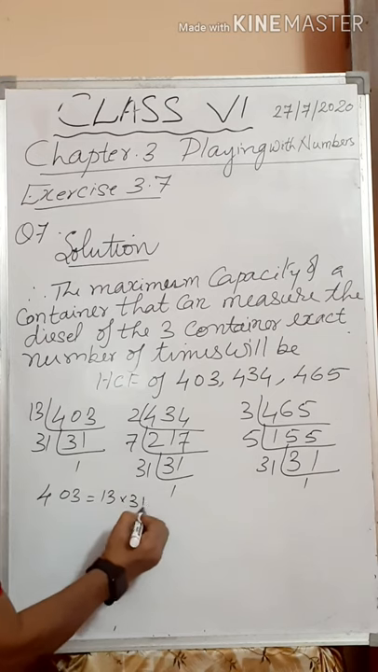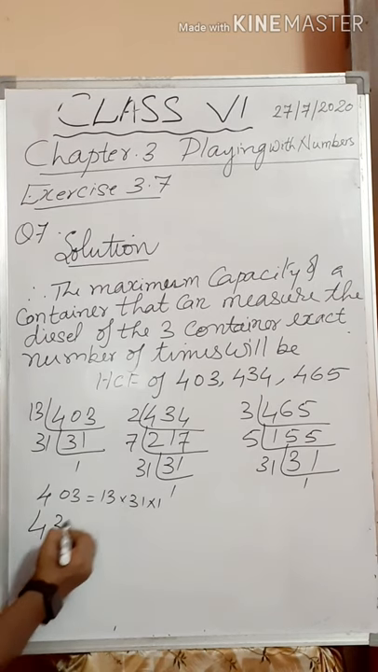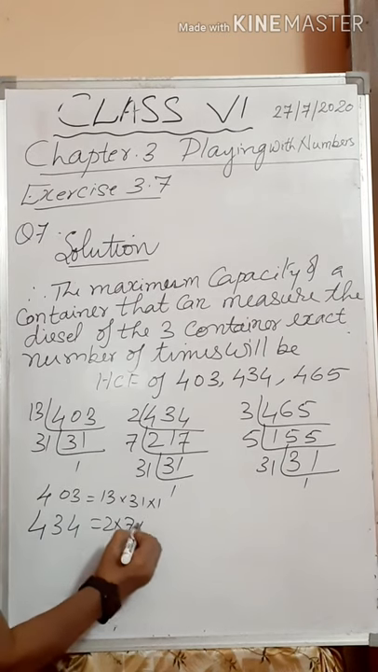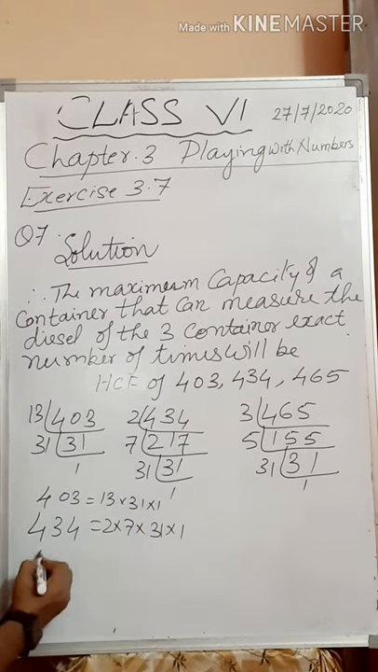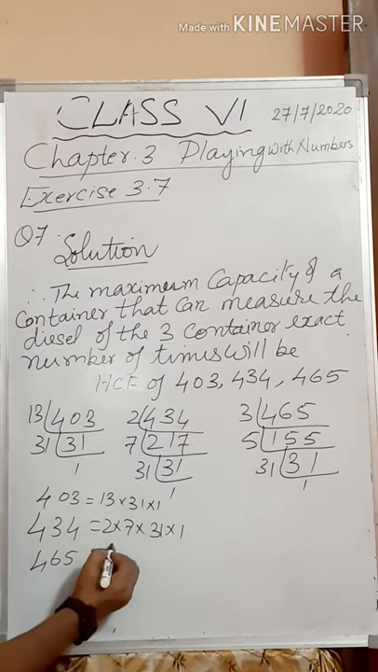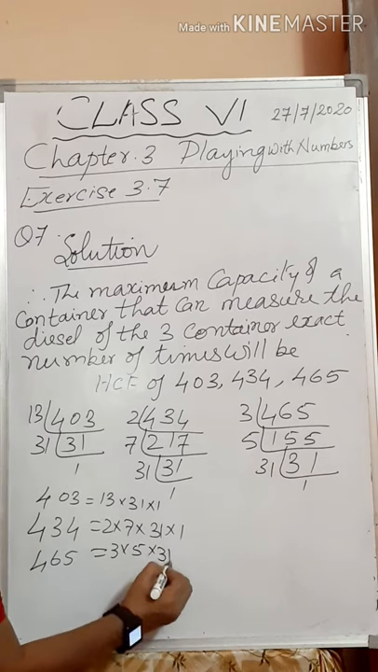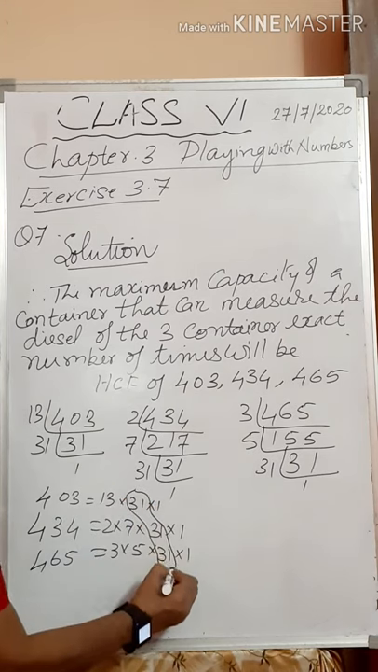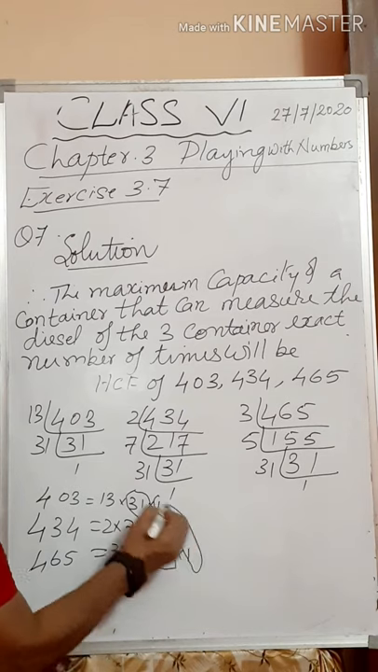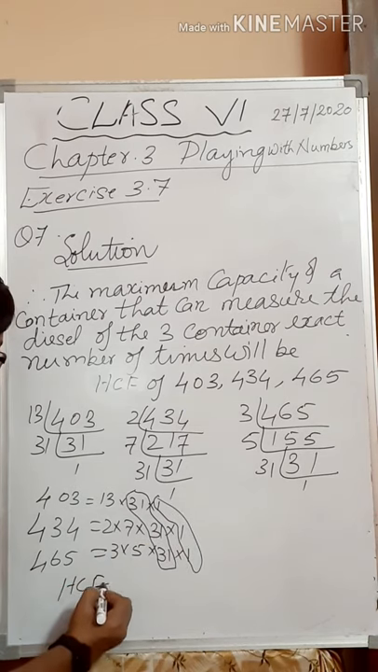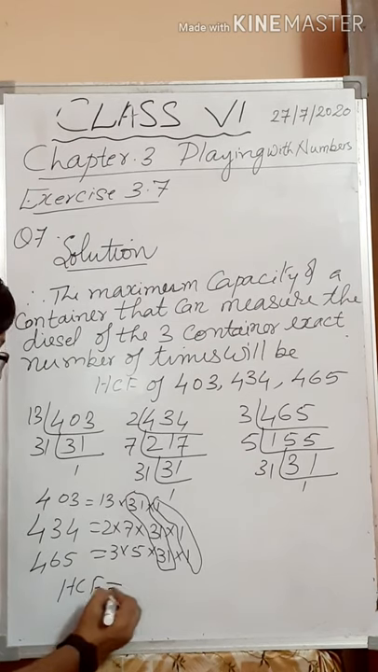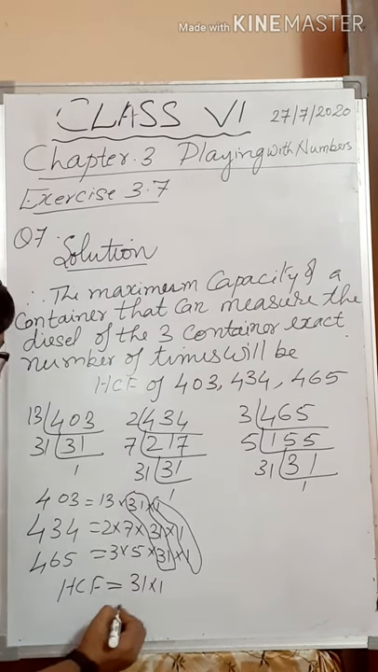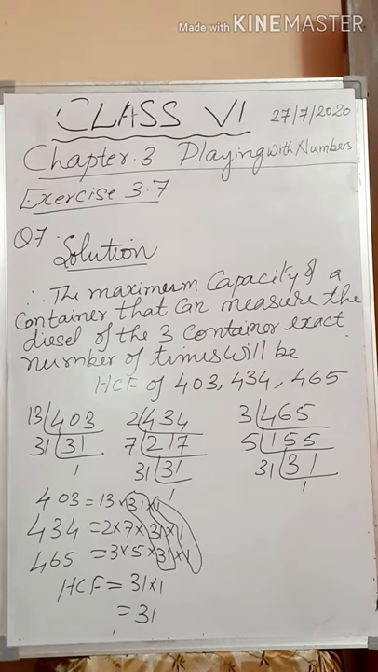403 is equal to 13 into 31 into 1. 434 is equal to 2 into 7 into 31 into 1. 465 is equal to 3 into 5 into 31 into 1. HCF means highest common factor. HCF is equal to 31 into 1, we get 31. Therefore, the maximum capacity of a container will be 31 liters.